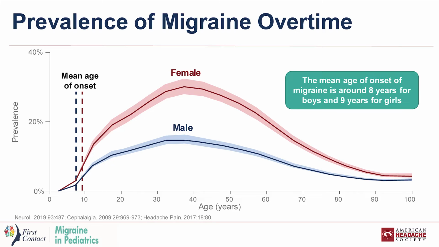Prior to about age 6, boys and girls are roughly equally affected, with about 3% of young boys and 3% of young girls experiencing migraine. After that, when you get closer to puberty, there's a marked change in prevalence between women and men, with girls and women having a considerably higher prevalence of migraine versus the male population. And that persists throughout their life.